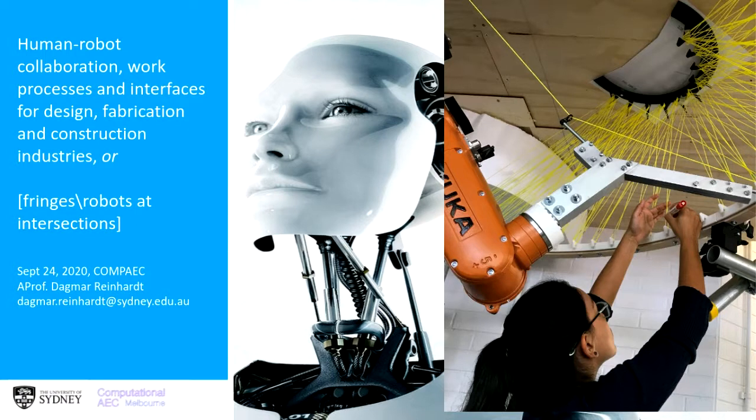My talk today is loosely labeled Human-Robot Collaboration, Work Processes and Interfaces. It's basically a very long list of things that I have been doing since 2012, which really describes the fringes of research within the practice of architecture for the construction industries, within the practice of academia, by teaching students, by doing multidisciplinary collaborations, by working heavily with our fantastic team, DMAF at the University of Sydney, and by our great industry collaborators.